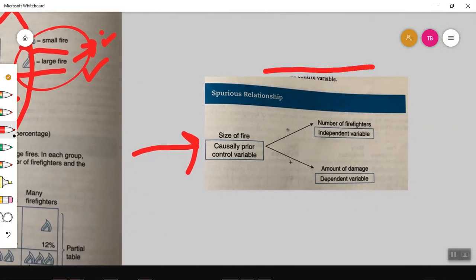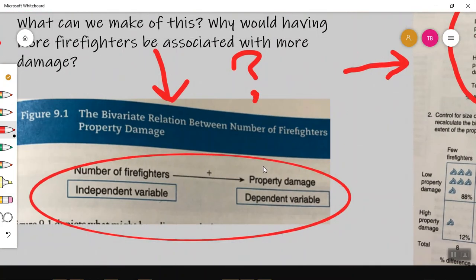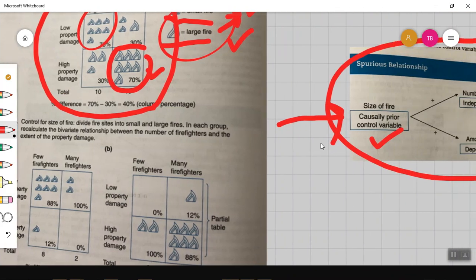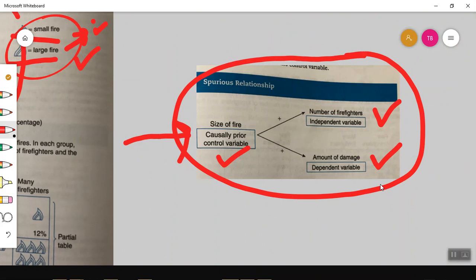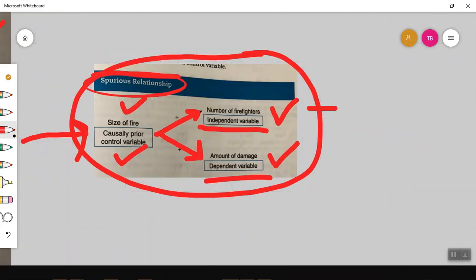So this is an example of a spurious relationship, meaning that the size of the fire happens to cause both the number of firefighters and the amount of damage. Okay, so rather than, as we saw over here, where they're saying the number of firefighters is the independent variable and that's causing property damage, they were able to conclude rather that the size of the fire caused both things to happen. So this is the control variable, size of fire, causing both the number of firefighters and the amount of damage. This means that firefighters and the amount of damage just happen to come from the same cause. It doesn't mean one's causing the other, it just means both are happening.